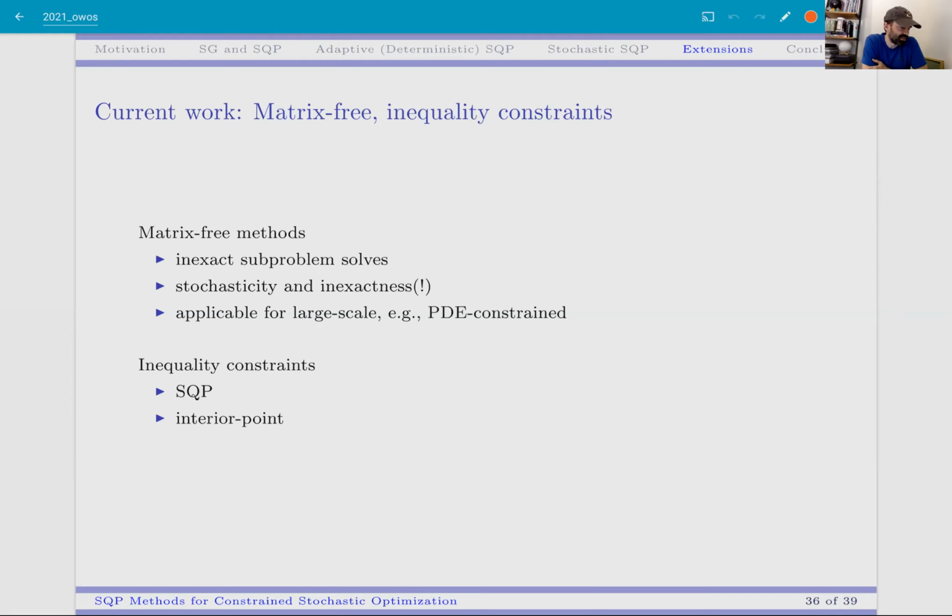And finally, of course, there's the case of inequality constraints. We've looked a little bit at SQP in this context, although large-scale inequality constraints with SQP are in some cases often beaten out by interior point methods. So we've also started to look a little bit at stochastic interior point methods as well. All of these are challenging because, again, in the constrained setting, you have these extra parameters that your algorithm is adapting to make sure that you satisfy feasibility and optimality, and all of those things become more complicated in the stochastic setting.